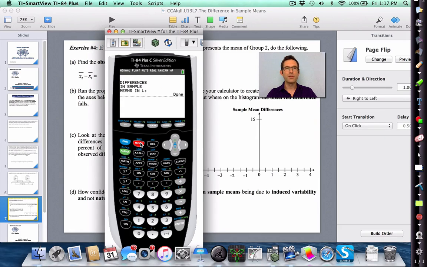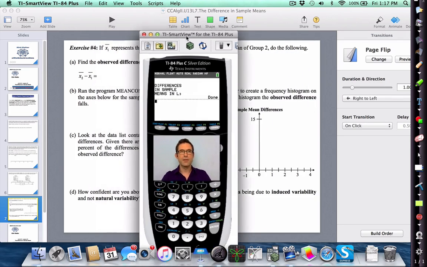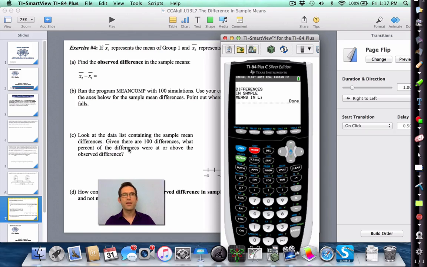Really, the bigger point is, if I come in here and I look at letter C, this is important. It says, look at the data list containing the sample mean differences. Given there are 100 differences, what percent of the differences were at or above the observed one? Let's go back in there and take a look at that. All right. So at or above, I'm looking for anything at or above 2.3. Well, 2.2 is below it. 2.5, that's 1, 2, 3, 4, 5, 6.